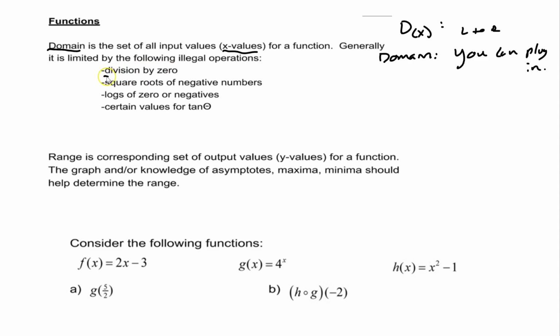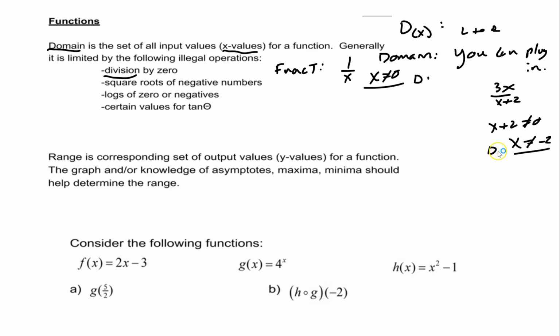Like division. Well, remember you can't divide by 0. So if you ever see a fraction, your domain is always that whatever the denominator is cannot equal 0. So for example, if I give you 3x over x plus 2, you go, okay, x plus 2 can't equal 0 because I can't divide by 0. So x cannot equal negative 2. That would be your domain. So that's fractions. Next one is square roots.